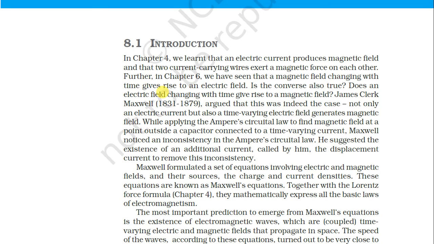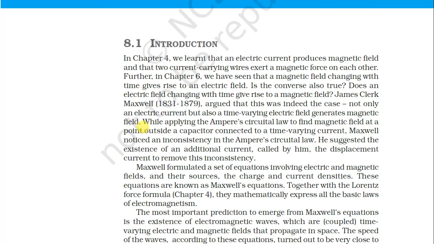Maxwell told us that we have shown that a varying magnetic field generates an electric field. But see here, not only the electric current but also a time varying electric field generates a magnetic field. So if the electric field varies with time, what will happen? A current or electric field will be produced, and also a magnetic field.